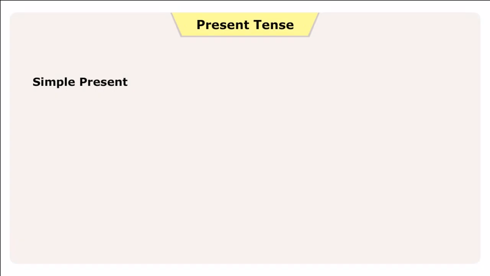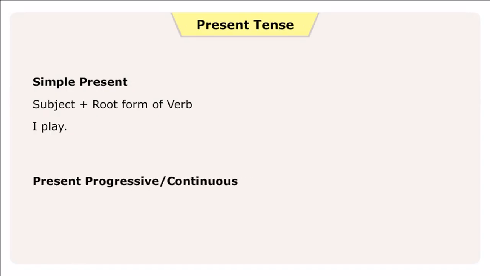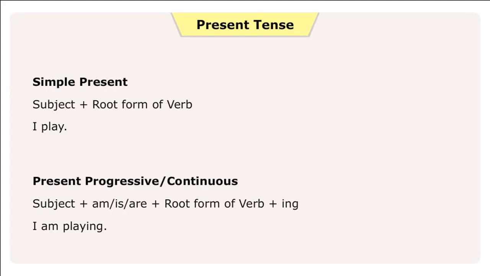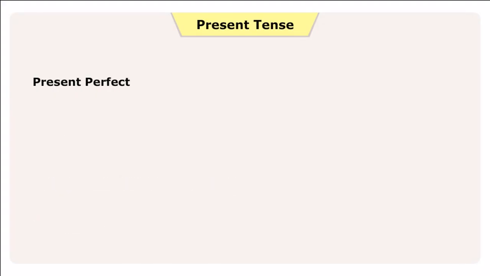Simple present. Subject plus root form of verb. I play. Present progressive or continuous. Subject plus am or is or are plus root form of verb plus ing. I am playing. Present perfect. Subject plus have plus root form of verb plus ed.